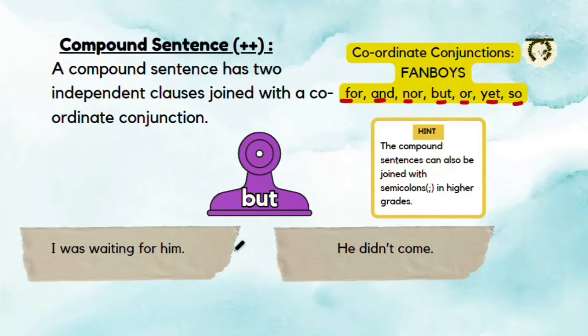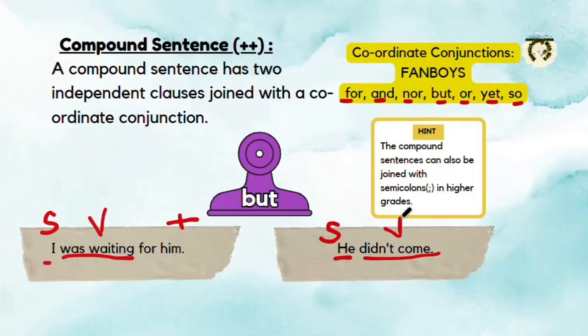So now let's see how to make a compound sentence. We have got two sentences here. I was waiting for him. I is a subject. Was waiting is a verb. I was waiting for him. It is a complete sentence. It's giving us a sense. So I put a plus sign here. Remember the plus sign that I told you before? The second sentence is, he didn't come. He is a subject. Didn't come is a verb. This is also a complete sentence. It's an independent clause, right?